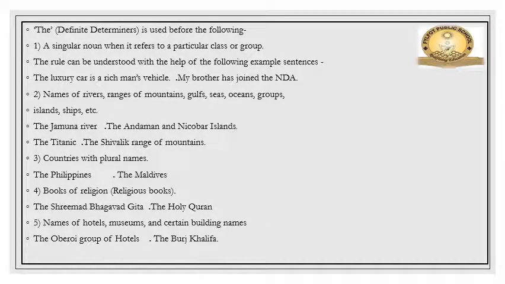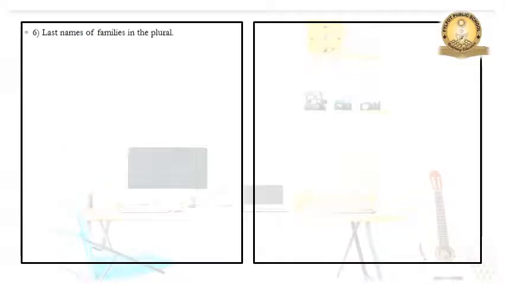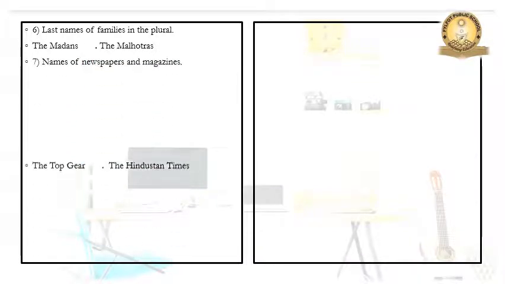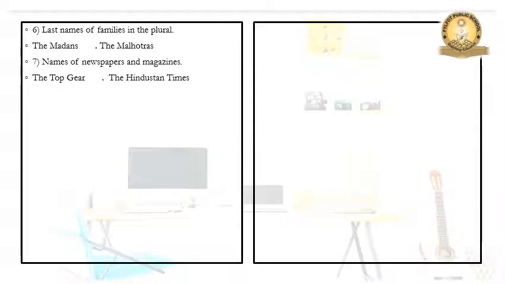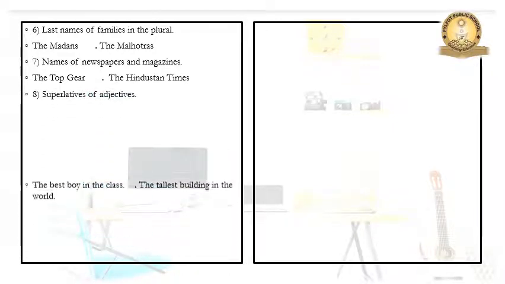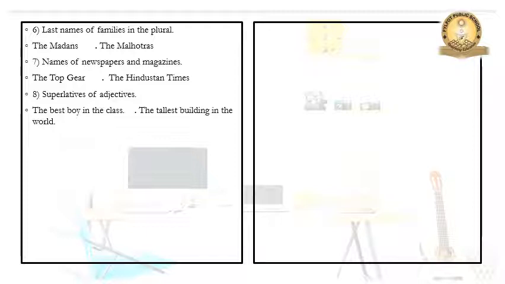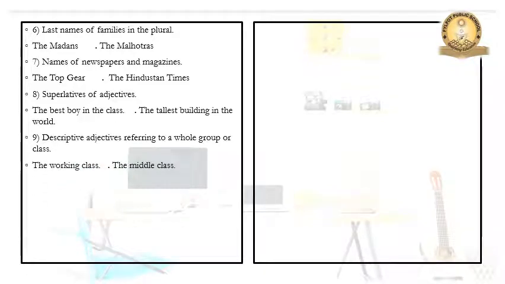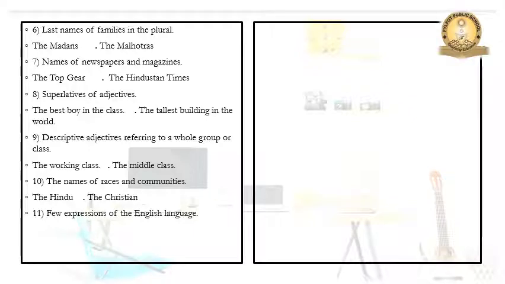Then the last names of families in plural, the Madans, the Malhotras. Names of newspapers and magazines, the Top Gear, the Hindustan Times. Superlatives of adjectives, the best boy in the class, the tallest building in the world. Descriptive adjectives referring to a whole group or class, the working class, the middle class. Names of races and communities, the Hindu, the Christian. A few expressions of the English language, all the colleagues, both the sisters.